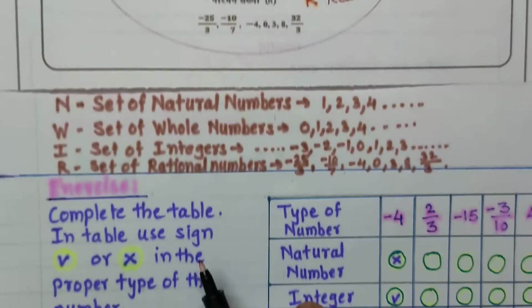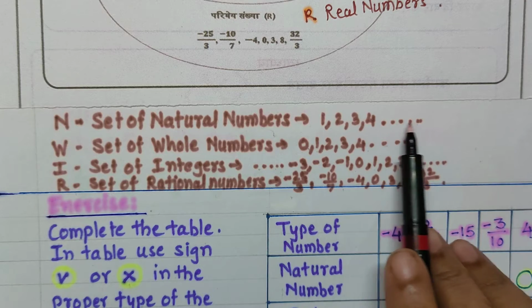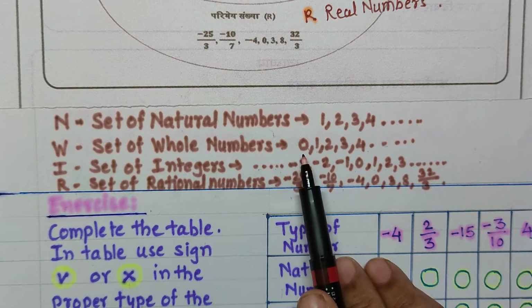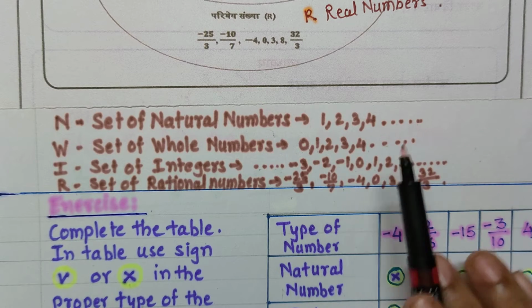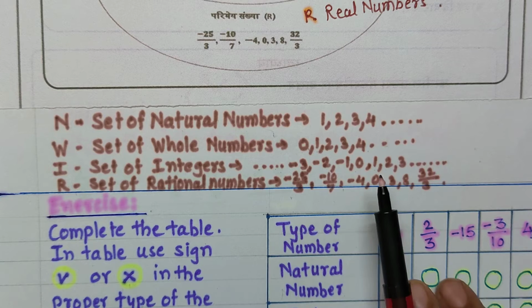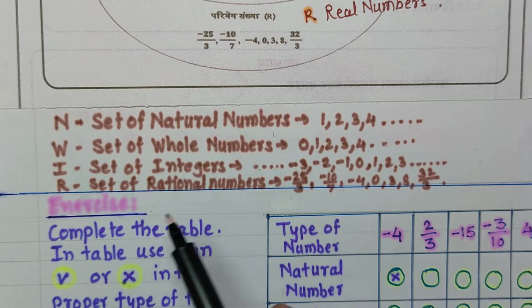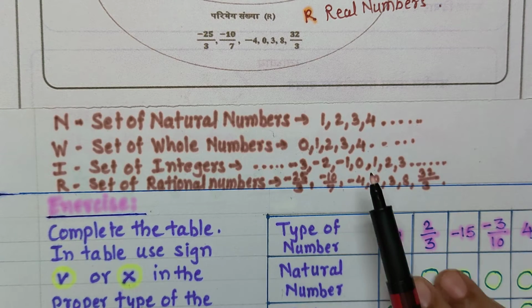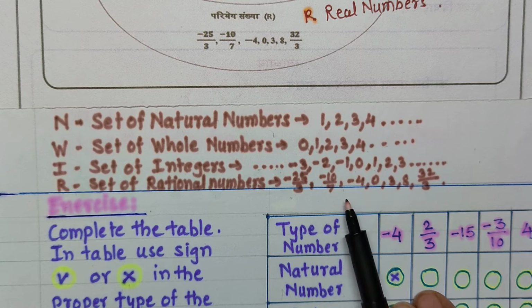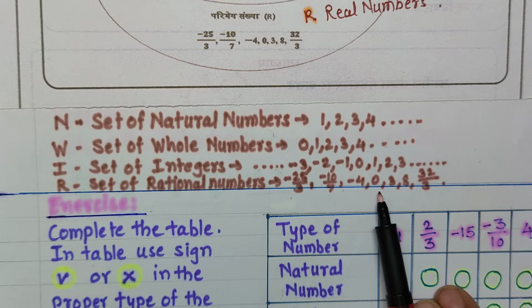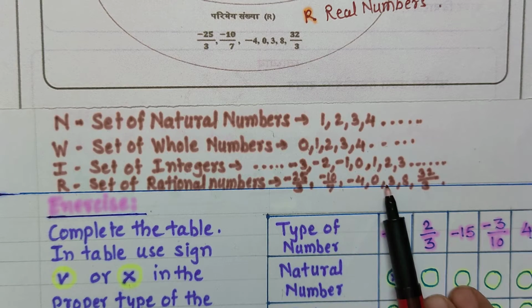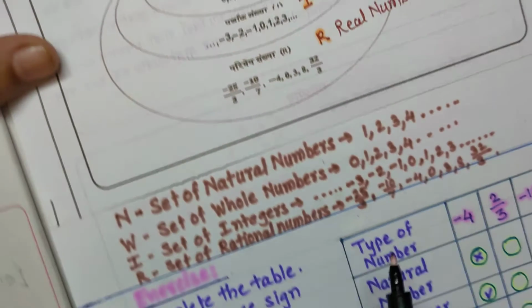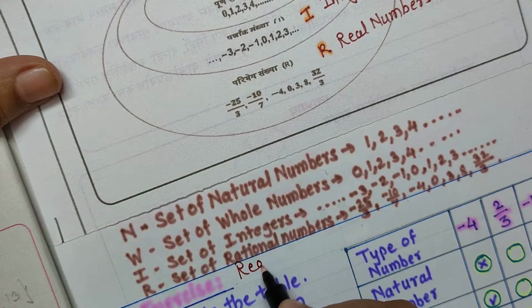Means N is the set of all natural numbers 1, 2, 3, 4. W is the set of whole numbers, natural numbers and 0. Then I is the set of integers, means the set of natural numbers, whole numbers and negative numbers. And Q is the set of rational numbers, means all these numbers we can write in a fraction, means आपण त्या संख्या कशामध्ये लिहू शकतो, अपूर्णांक स्वरूपात लिहू शकतो. And the set of rational numbers is contained in the set of real numbers. This is the set of real numbers.